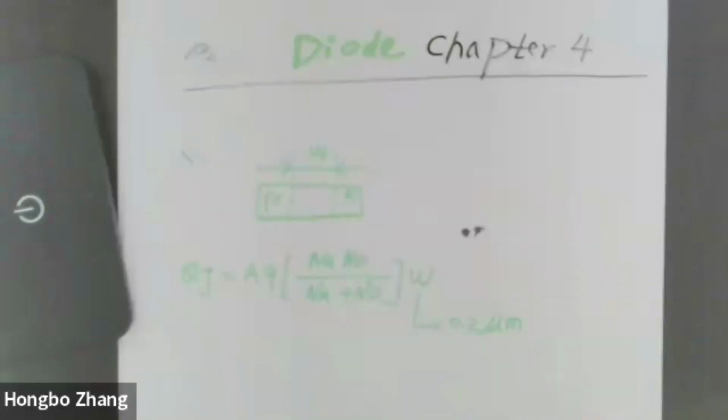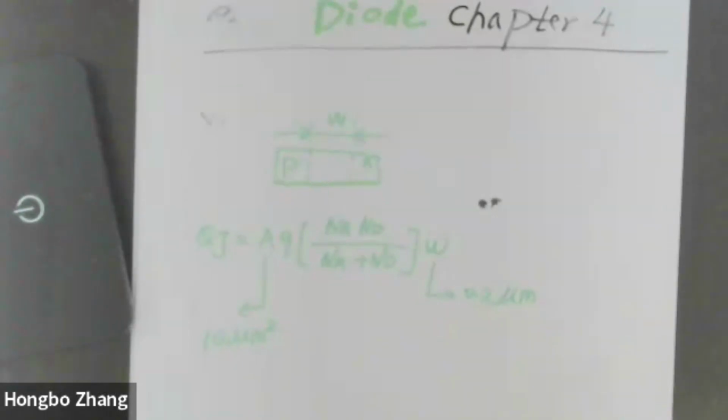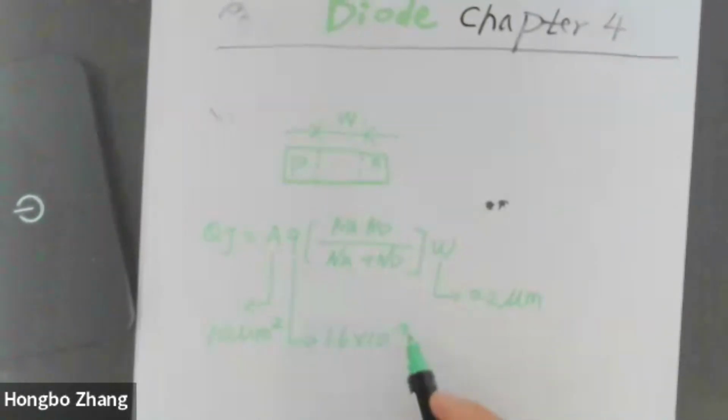Alrighty. So the A, that's A. Is A given? A is given here, right? Yes, 10 micrometers squared. Q, how much is Q? 1.6 times 10 to the negative 19. Correct. What's the unit? Coulomb. Coulomb, yes. All right, great, perfect.